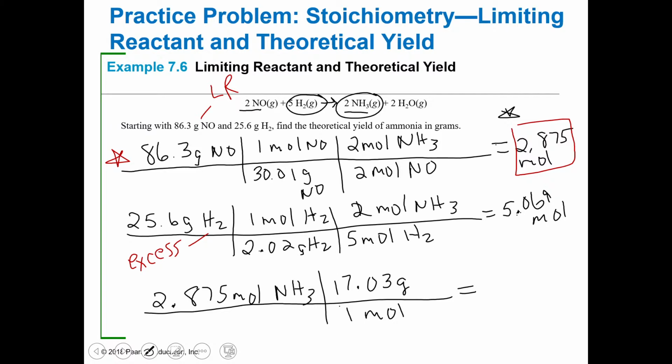So I'm going to take 2.875, multiply it by 17.03, and I get 48.97 grams. Okay. Now, if we're paying attention to significant digits, then my final answer can only have 3 sig figs. So we're going to say 1, 2, 3. 7 is greater than 5, so we're going to round up. We're going to say 49.0 grams.